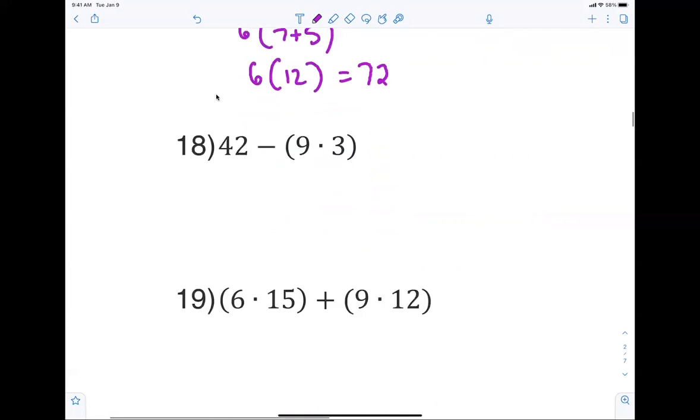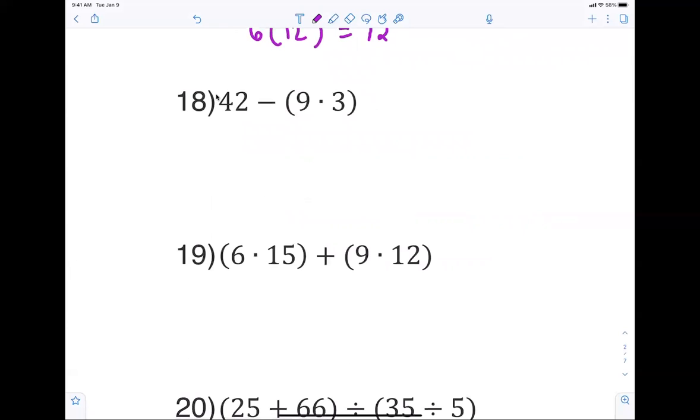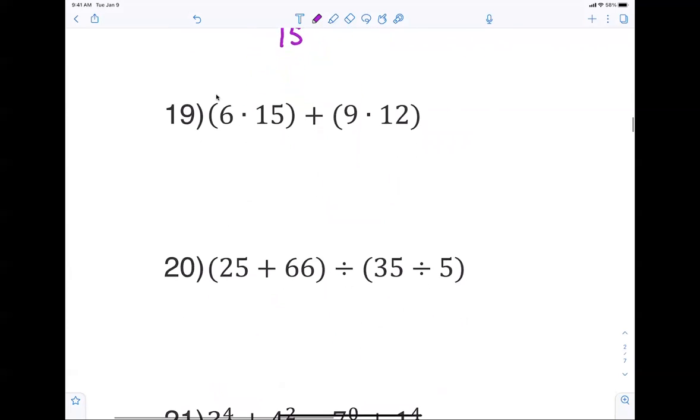All right, Luca. 9 times 3 is 27. 42 minus 27 is... Mental math, 42 minus 20 minus 7. It is 15. All right, it is 15. Okay, here we go. 19, what am I doing?